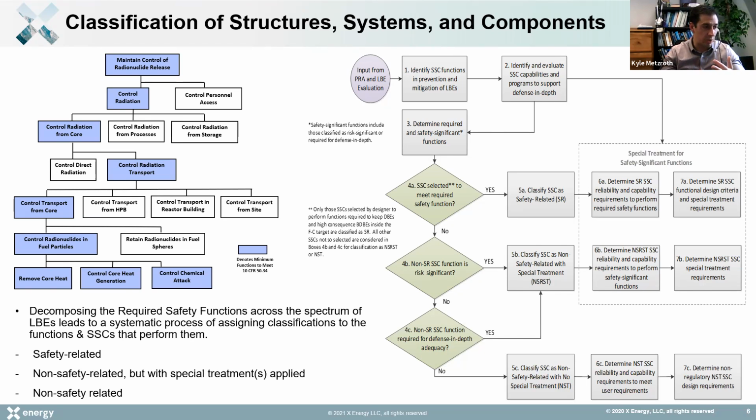And then so there's safety related, which we sometimes abbreviate as SR. Non-safety related but with special treatment is NSRST, and then non-safety related with no special treatment we sometimes abbreviate as NST. So I'll use those throughout just to avoid saying the full thing. Safety related components are what you rely upon to demonstrate that you can meet your off-site dose limits, right? So you credit those in design basis accidents. You develop your performance requirements based on those conservative accident definitions.